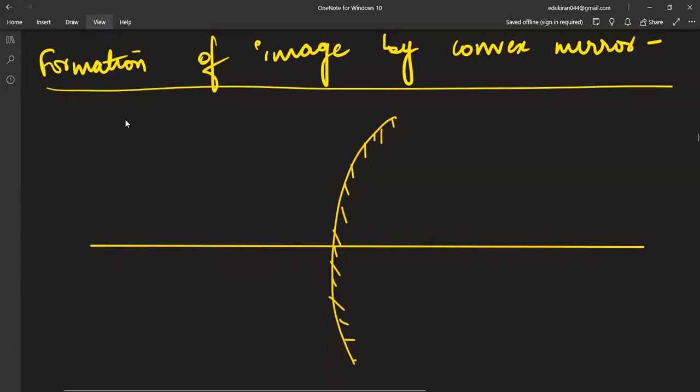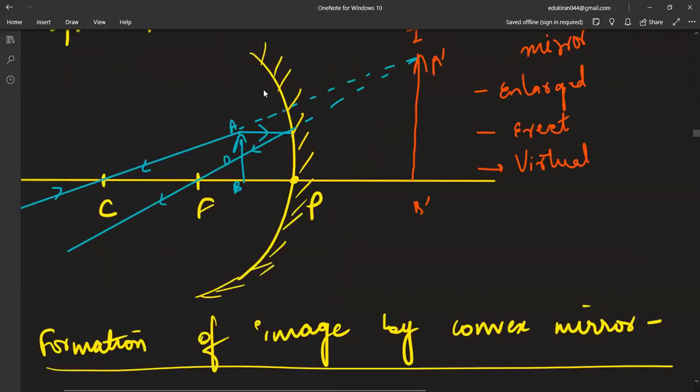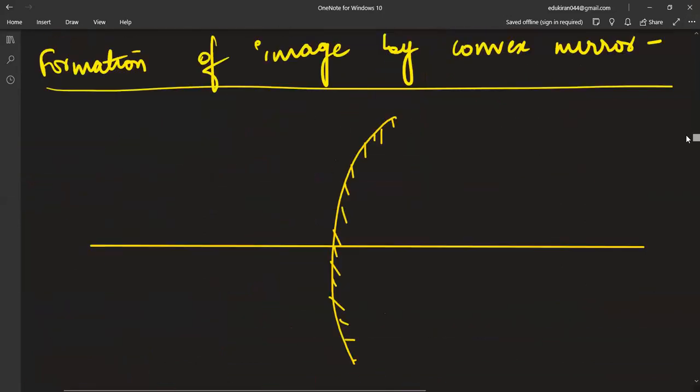In the formation of image by convex mirror, see, this part, the inner part is silvered. Look here, when we were discussing the concave mirror, the outer bulge part was silvered. Now in the convex mirror, the outer part is available for reflection and the inner part is silvered. So the center of curvature, focus and everything are present inside, and outside you keep the object anywhere.